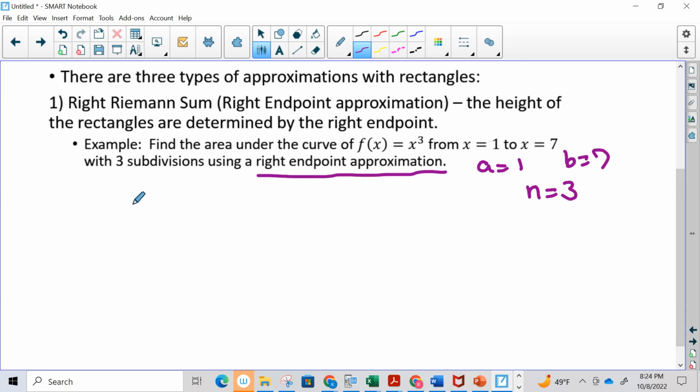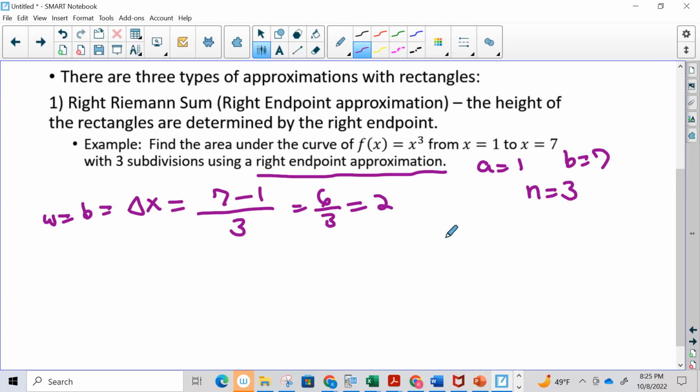And so we usually call that delta x, which is the change in x, which is the width of the rectangles. Okay, but again, you can say this is the base, or you could say this is the width. It all means the same thing. And to find that, we do b minus a, and we divide by the number of subdivisions. So that's 6 divided by 3, which equals 2. So the width, or the base of each rectangle, is 2.